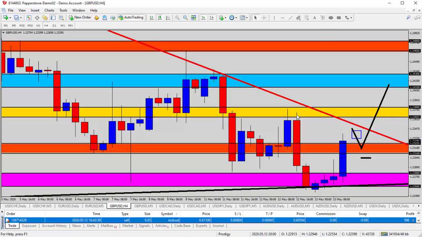Again, it doesn't have to. It could do exactly what it did right here. Take a look. It challenged this yellow zone right here and then turned right back around and went back down. So we want to be careful we don't fall prey to this. That's what we don't want to happen right now. So we need it to get above the orange zone, clearly stay above it, and sit on top of it as support for buy opportunities on the pound dollar in the next few days.